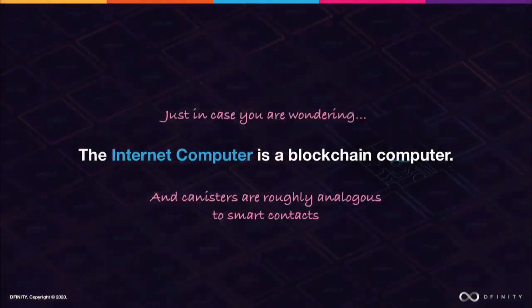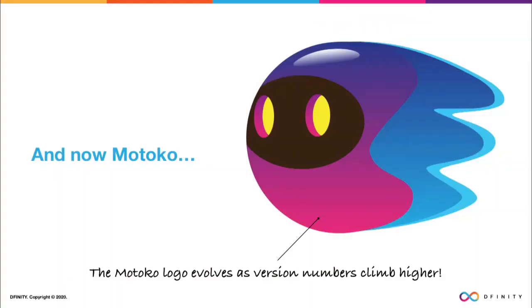So just in case you're wondering, the Internet Computer is a blockchain computer, and smart canisters are roughly analogous to smart contracts. So with that, I'm going to hand you over to Joachim to talk about Motoko, which is a language we're developing in-house, which is specialized for developing canisters.